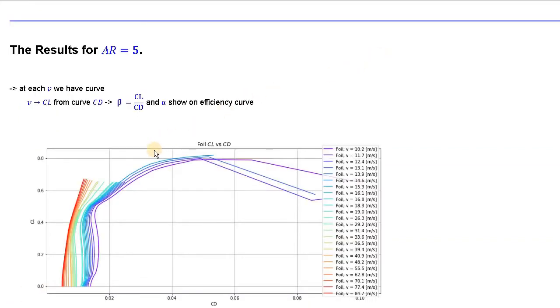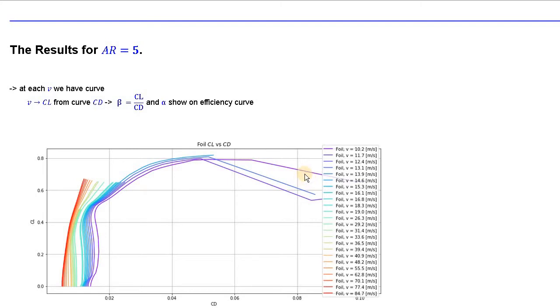I have plotted those curves already. So CL, the lift coefficient, is on the y-axis, and the drag coefficient is on the x-axis. As we have seen previously, those are polar graphs. Each curve corresponds to a specific speed, so we have different speeds here, in the range of my interest. For each speed I have a different Reynolds number, and for the given Reynolds number I have a specific curve.